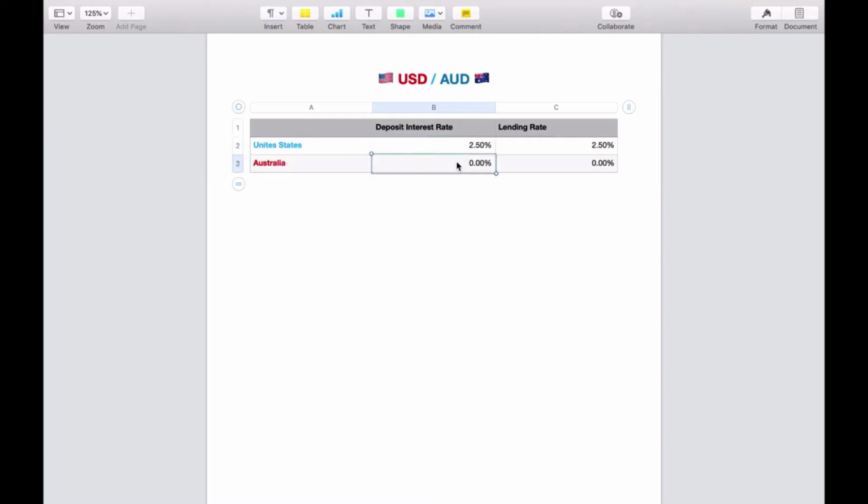Now, let's say in Australia, the interest rate is 0%. So if you're putting money into the bank, you're going to receive 0% interest on your money. Or if you lend money from a bank, they're going to charge you 0%. So why do different countries have different levels of interest rates in their domestic economies? Well, obviously it's all to do with inflation.